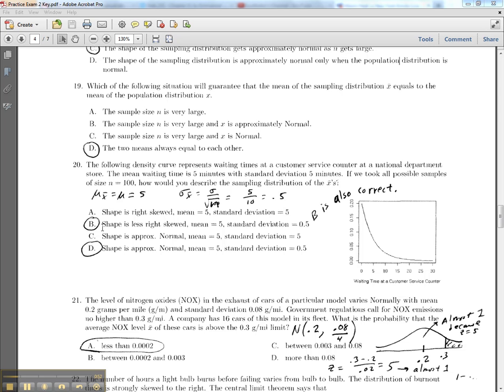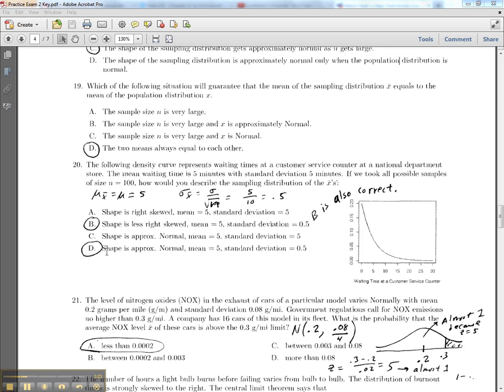But for this particular multiple choice question, you have B and D as both true because the shape is less right skewed after it goes through more and more simple random samples of 100, and you take the averages of those averages. So that's why B is true. And the standard deviation becomes 0.5 because you're taking the standard deviation of 5 divided by the square root of 100, so 5 divided by 10 is equal to 0.5.